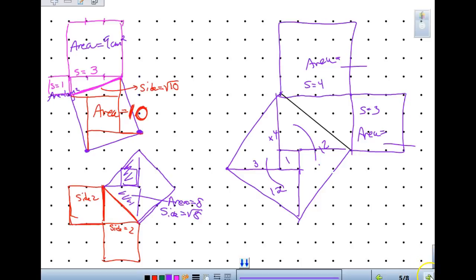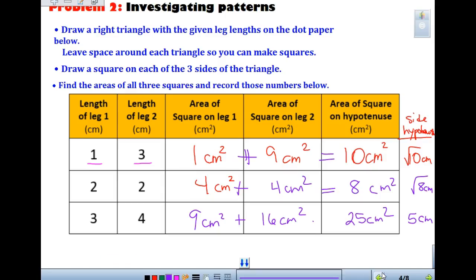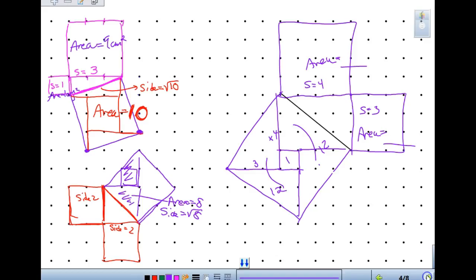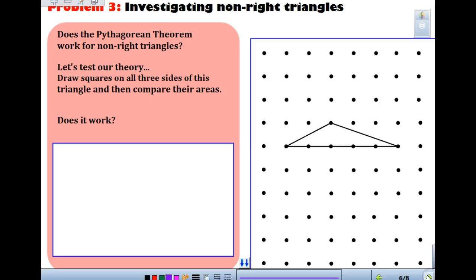So we want to continue with that pattern that we just looked at, meaning if you take the area of the leg plus the area of the other leg, it will always equal the area of the hypotenuse, okay? So as we are doing that, it says, as you look at this picture, does the Pythagorean theorem work for a non-right triangle? So let's try our theory.